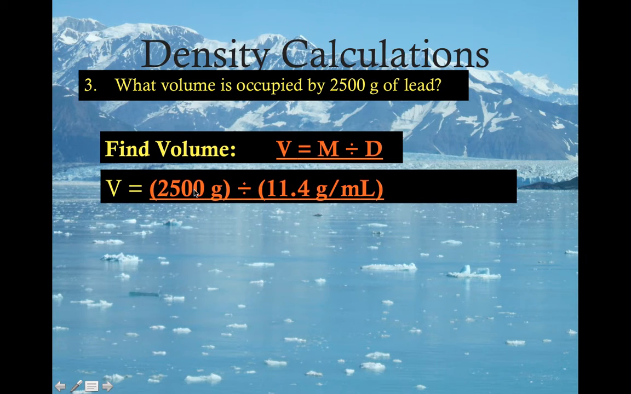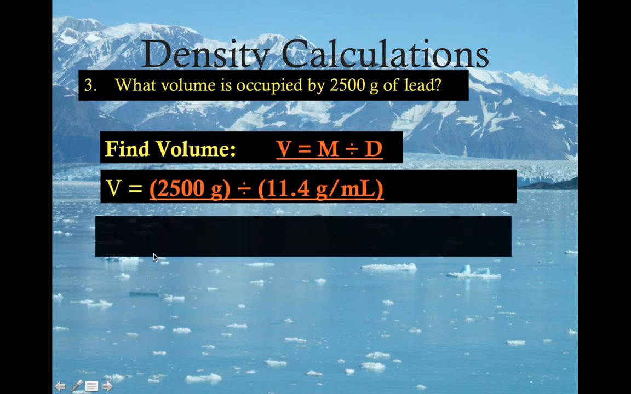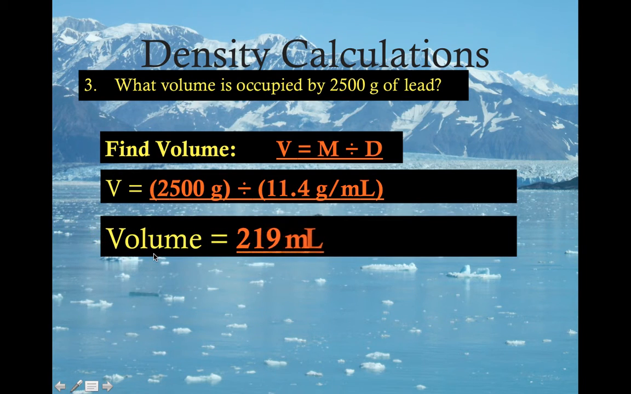Now, if this is 2,500 divided by 10, our answer would be 250. We're dividing by a number that's bigger than 10, so our answer has to be slightly smaller than 250. So you let your calculator do the work, but it's a good idea to estimate. And we see 219, which is a bit smaller than 250. And that's it. That's how you do the calculations.